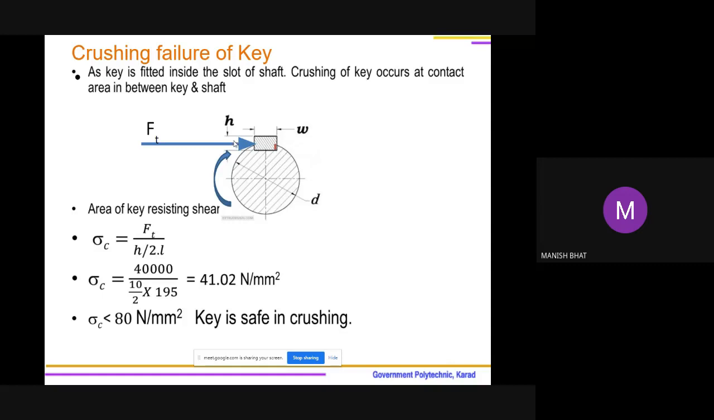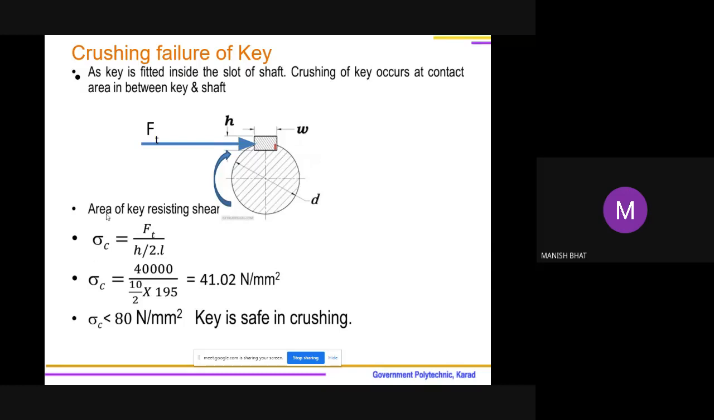So the key is pushed due to this force at this slot. What is the height of the key inside the slot? Half the height is inside the shaft, half is inside the muff. So this height will be h divided by 2, and this will also be h divided by 2. And this rectangular area will have length L.